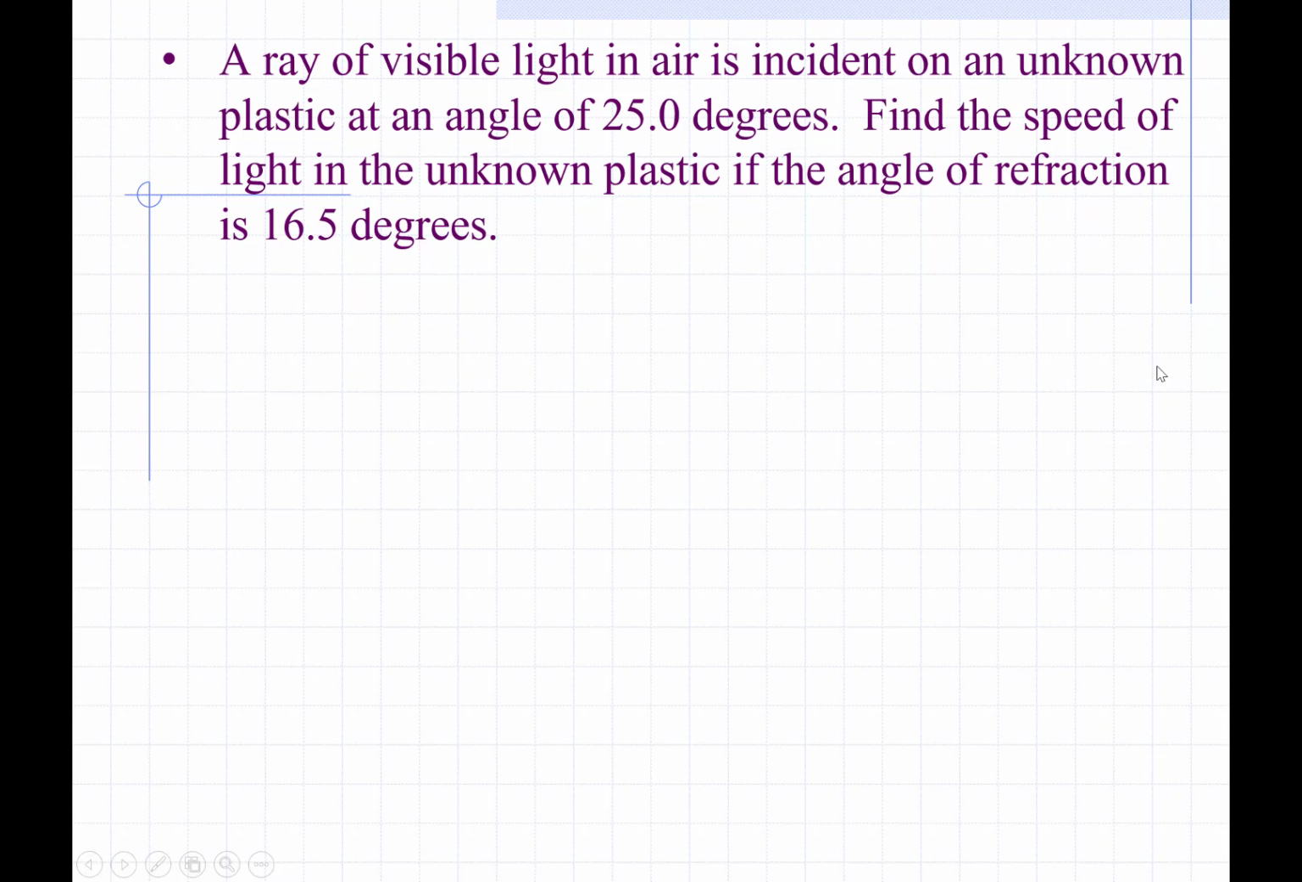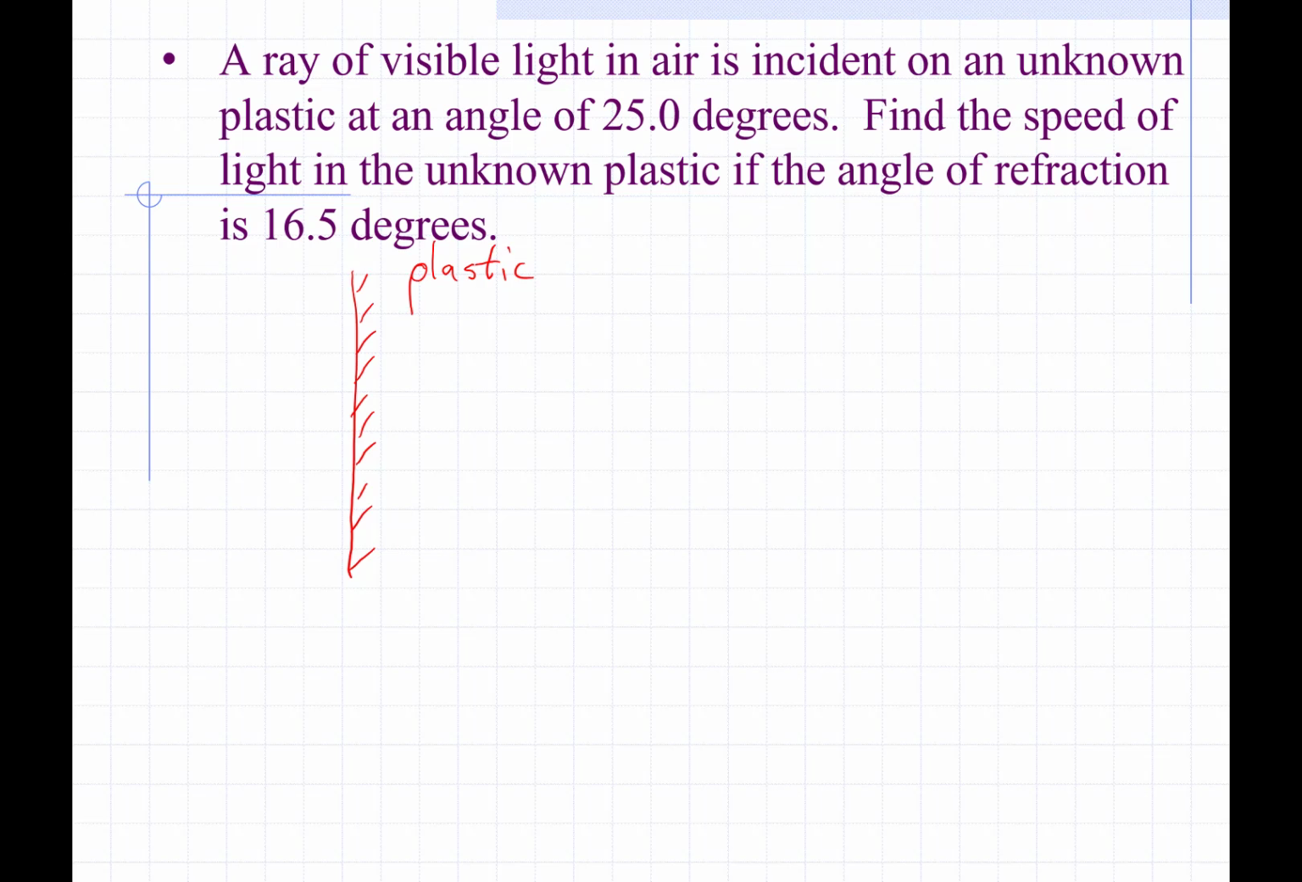Next problem. A ray of visible light in air is incident on an unknown plastic at an angle of 25.0 degrees. Find the speed of light in the unknown plastic if the angle of refraction is 16.5 degrees. So again, we're given the angle of refraction. It's in air and it's incident on the plastic. So plastic, I'm going to make my right side.